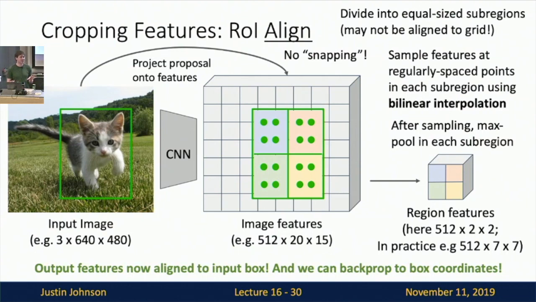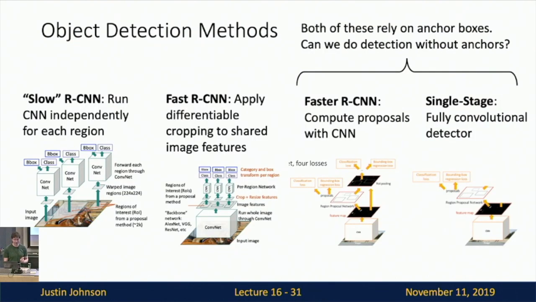So that gives us an overview of some of these object detection methods. Actually, I wanted to pause here to let this sink in. Were there any questions on this RoI Align operation? Okay, there'll probably be questions on Piazza once we get to assignment 5.